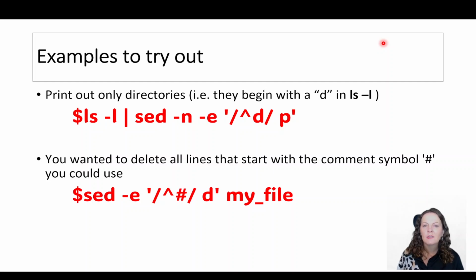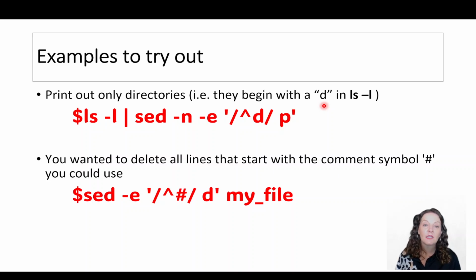That is perfect. Examples to try out. You're now bringing in these special characters that we've used previously. Printing out only directories. How do you know what a directory is? It's because when you run an ls -l, the first character is a d. So look at that. There's your command to just print out if the first character of the ls -l output is a d. Okay, and you want to print those out to the standard output, which is just our screen.